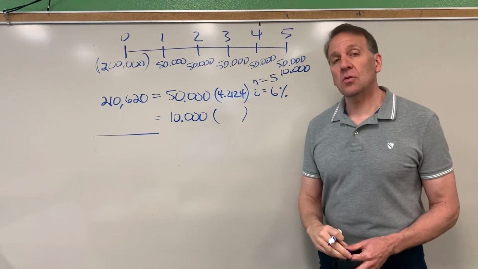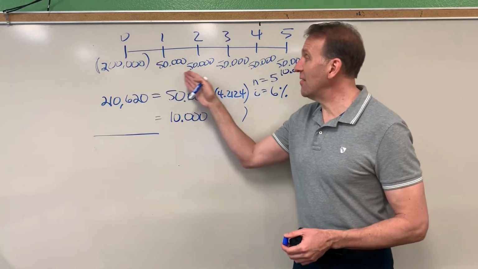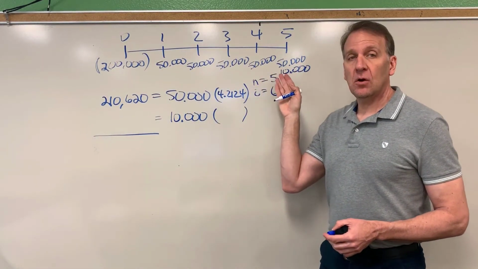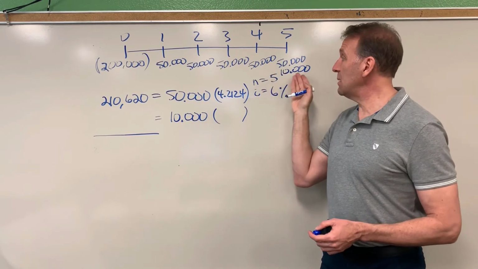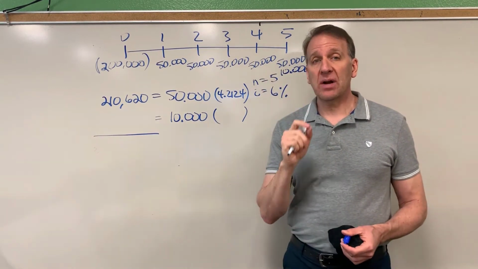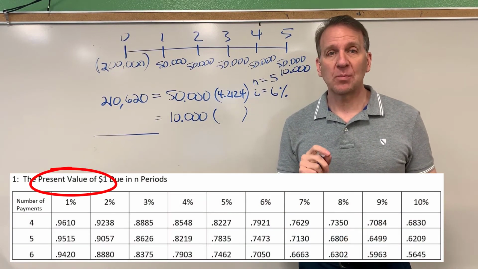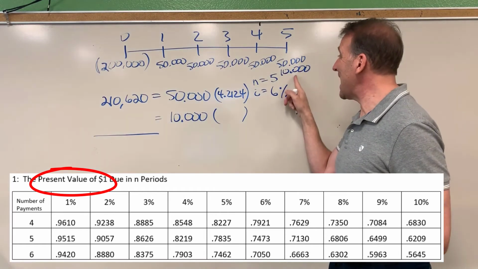So is this $10,000 an annuity? Is it taking place every single year? Hopefully you see, no, it's not. It's only taking place one time. So we're going to want to use the present value table, the present value of $1. We don't want to use the present value of an annuity because it is not an annuity.